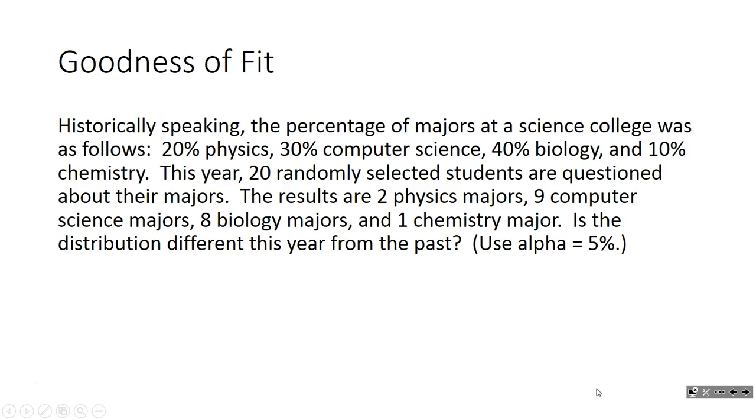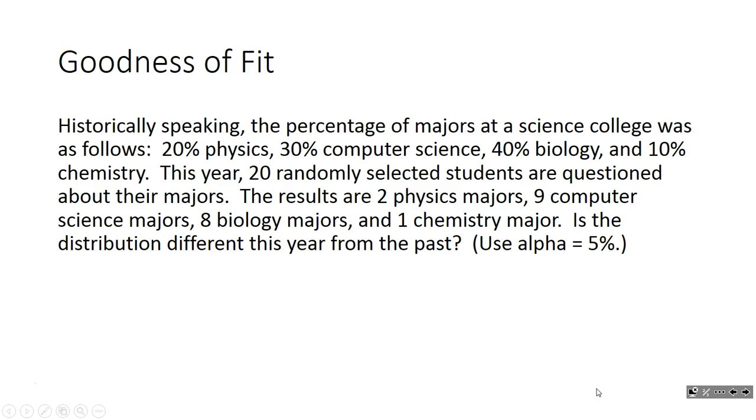So the problem reads, historically speaking, the percentage of majors at a science college was as follows: 20% physics, 30% computer science, 40% biology, and 10% chemistry. Now this year, 20 randomly selected students are questioned about their majors. The results are 2 physics majors, 9 computer science majors, 8 biology majors, and 1 chemistry major. So is the distribution different from the past? In other words, have things changed?